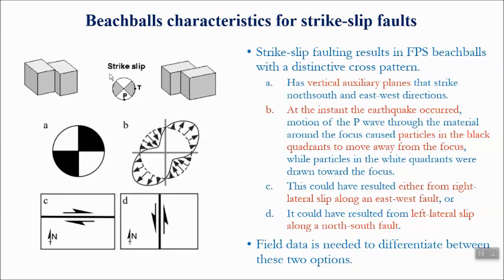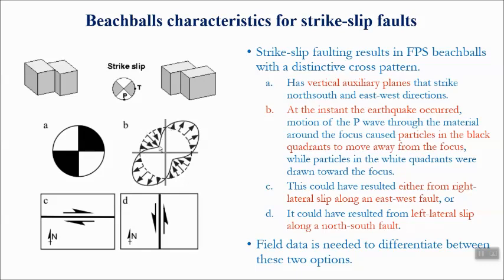So basically when we have a strike slip fault, we will get the vertical auxiliary planes, and these can strike, in this case, in the north-south or east-west direction. In this figure A, we are seeing two vertical auxiliary planes. They are striking in the north-south and east-west directions. Or if the fault is striking in some other direction, then this will be oriented as per the strike of the fault.